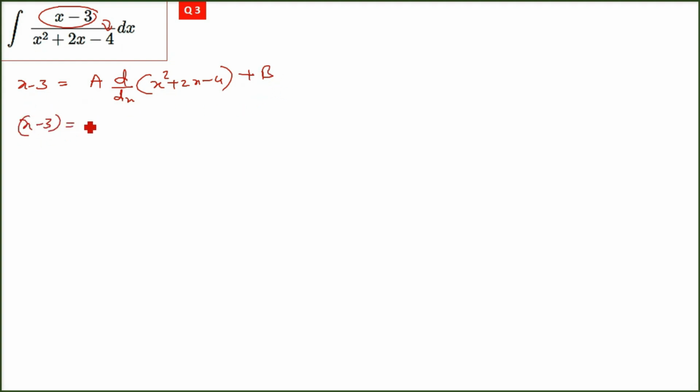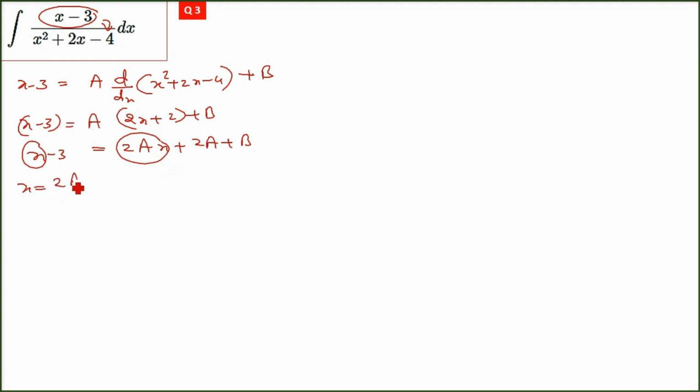So x minus 3 is equal to A times the differentiation of x square plus 2x minus 4, which is 2x plus 2, plus capital B. This will be 2Ax plus 2A plus B. Now equate it with x minus 3 and equate the similar terms. 2Ax will be equal to x. This will be the first equation. And 2A plus B will be equal to negative 3. That's your second equation. So from here again we have got A equals 1 by 2. Now put it here.